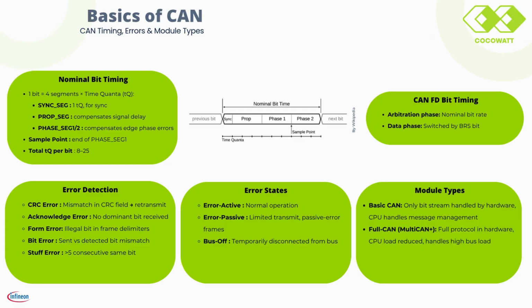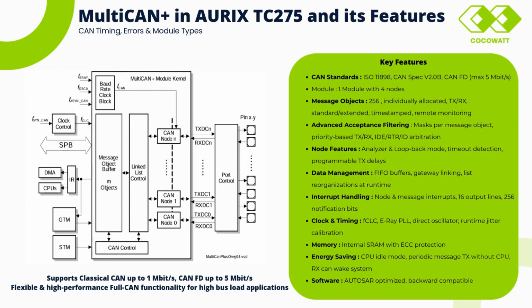Lastly, understanding module types is essential. Basic CAN handles only bit streams with the CPU managing messages, whereas full CAN or MultiCAN Plus incorporates the full protocol in hardware, significantly reducing CPU load and managing high bus loads efficiently. It supports ISO 11898 and Bosch CAN specification version 2.0B and CAN-FD.